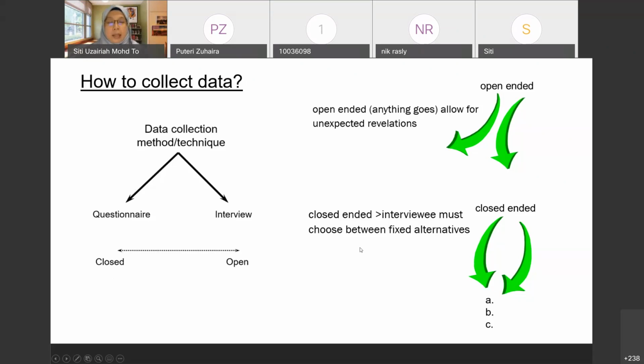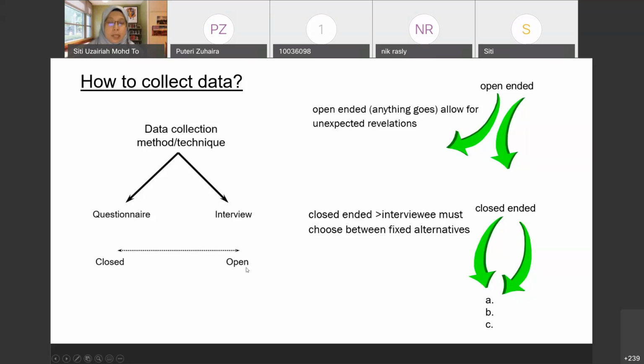This one is close-ended. What does it mean? Why is it important for us to understand this definition? Because this is the thing that we can make people understand. Why is it close-ended? Because the answer is already provided. It's given to the respondent, so you need to choose between the fixed alternatives. It can be A, B, C, or multiple choice, or Likert scale. Whatever the answer is already provided, it is a quantitative questionnaire survey.